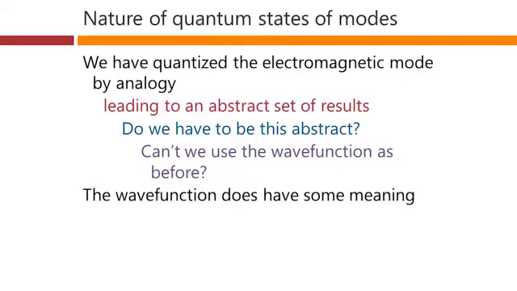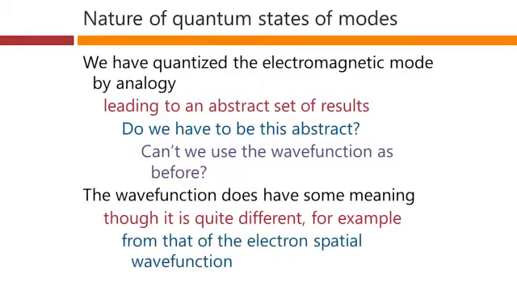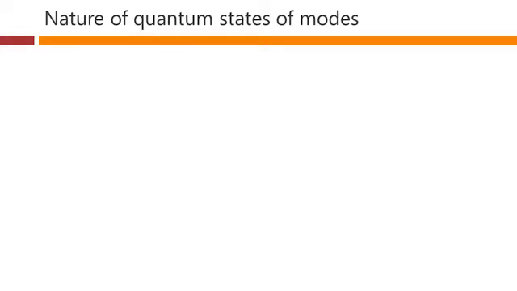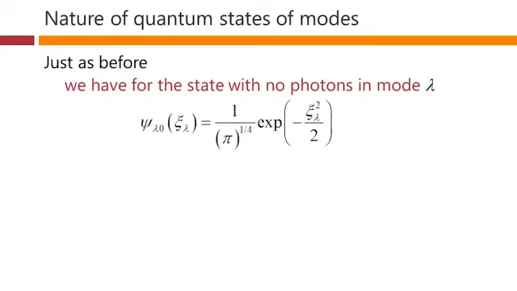Now, here, this idea of a wave function does have some meaning, though it is quite different, for example, from the wave function that we had before when we were thinking about an electron, where we visualized the wave function as a spatial function. Just as before, we have for the state with no photons in mode λ, this expression here, which has a wave function-like form as a function of this coordinate ξ_λ.